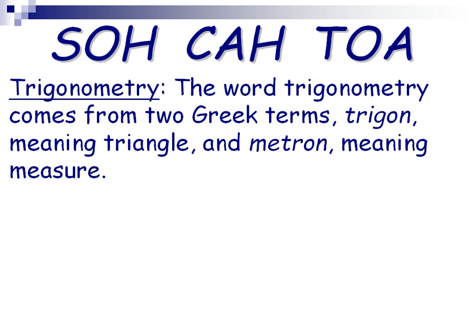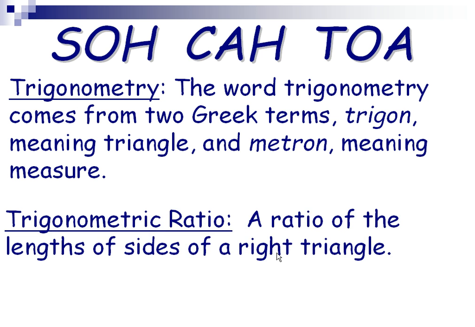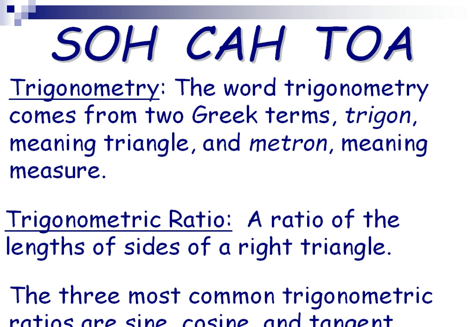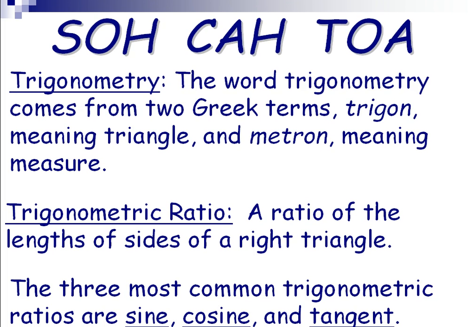The word trigonometry comes from two Greek terms, trigon meaning triangle and metron meaning measure. It's the measure of triangles, specifically right triangles. A trigonometric ratio is the ratio of the lengths of sides of a right triangle. The three most common trigonometric ratios are the sine, the cosine, and the tangent, as we can see there.